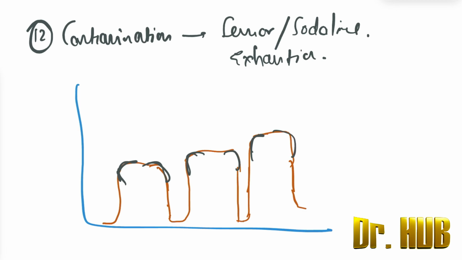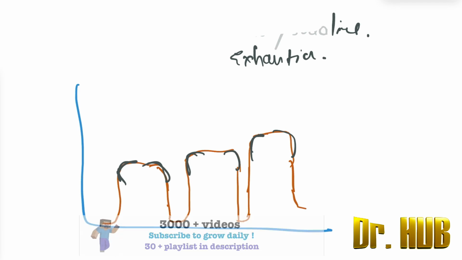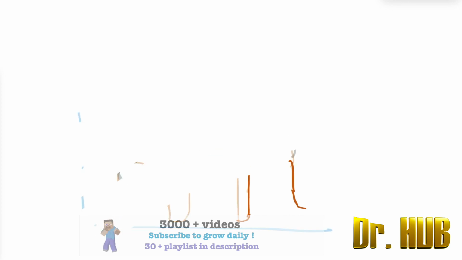Next we move on to the type 12. So here if you see, there is a sudden rise in the baseline and end tidal PCO2. This is due to the contamination of the sensor with secretions or water vapor. So this is something to remember. So we have already seen type 12. Now we'll move on to type 13.